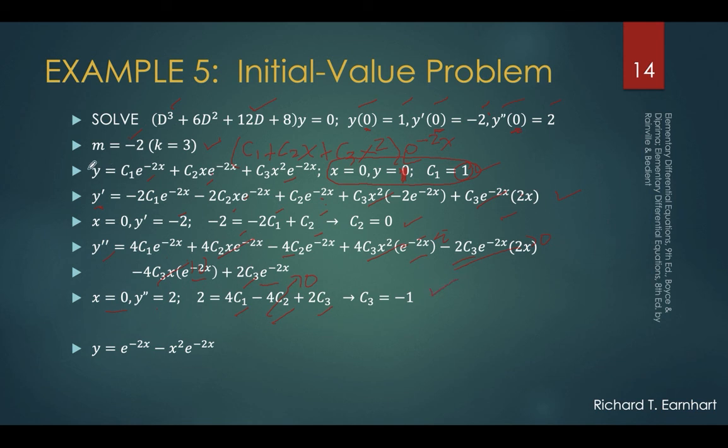And then we substitute in the general equation here. c1 is 1. c2 is 0, so everything here will be 0. c3 is negative 1, so I get negative 1 x squared e to the negative 2x. So this is our particular solution.